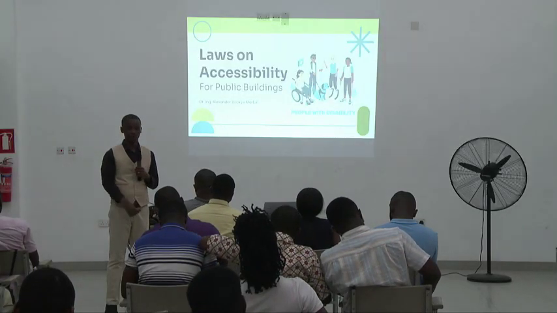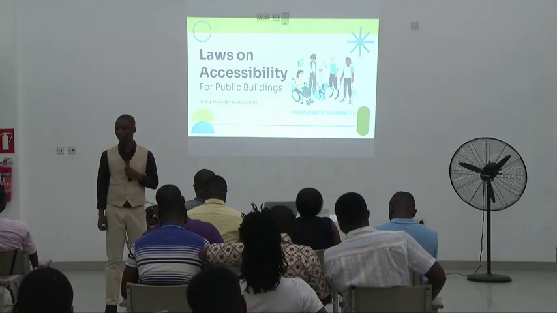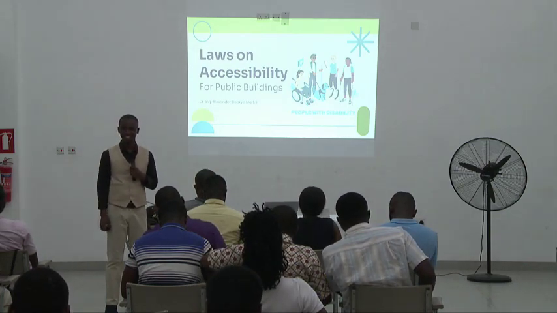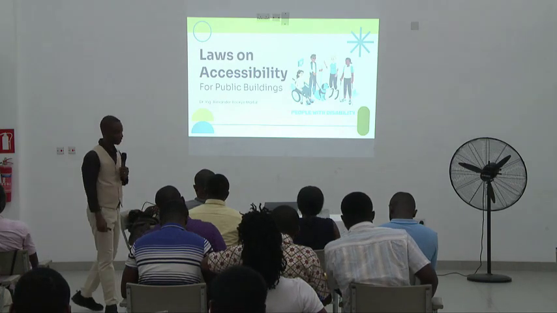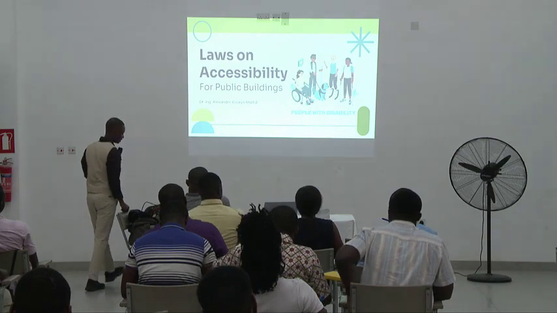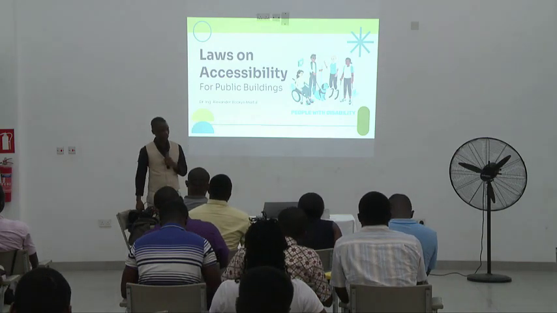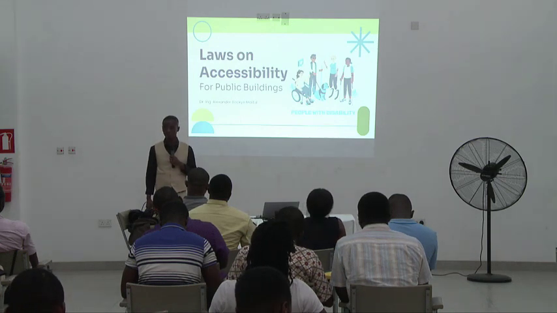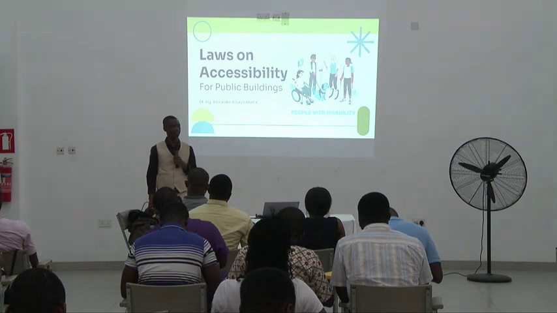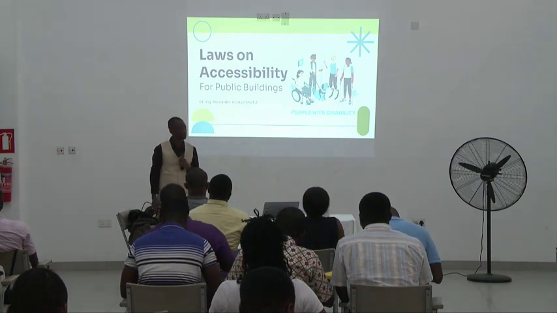And now we are going to see how we can make our environment barrier-free and accessible for our architects and everybody. So we're looking at laws of accessibility for public buildings. And the interesting thing is that though it's supposed to be laws, I've crafted the lesson in such a way that we are training architects, not lawyers.